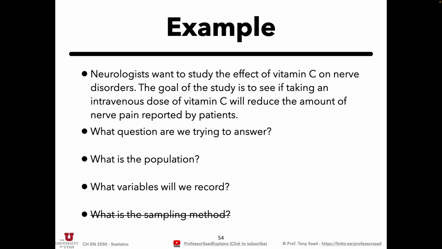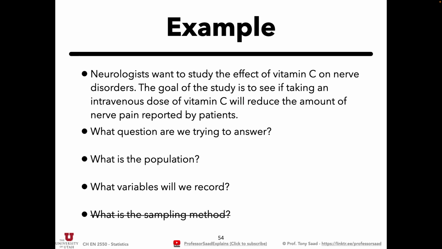Neurologists want to study the effect of vitamin C on nerve disorders. I know these examples sound banal and simple, but there's still knowledge in them, things that you'll learn, because we can trip you up just by complicating the question a little bit. The goal of the study is to see if taking an intravenous dose of vitamin C will reduce the amount of nerve pain reported by patients. So they go to the clinic, we inject them with vitamin C, and see what happens, okay?